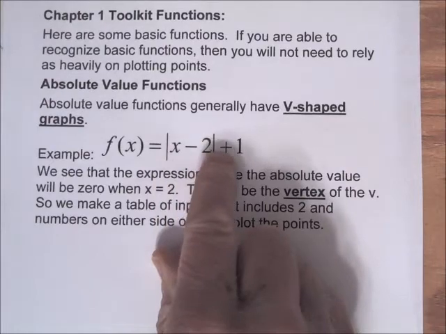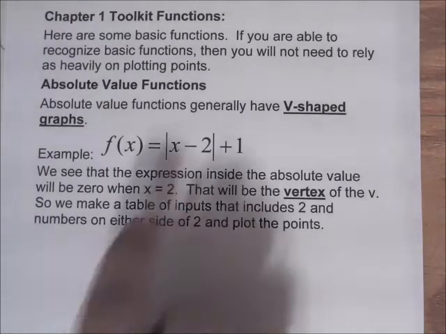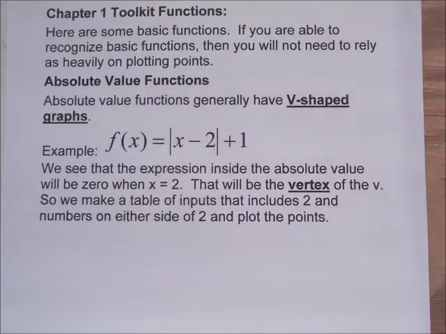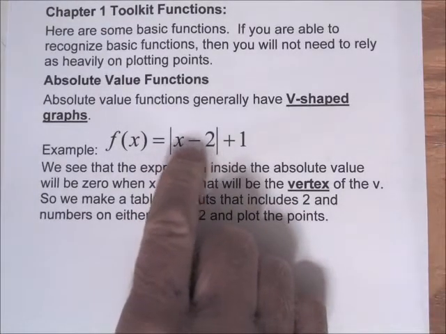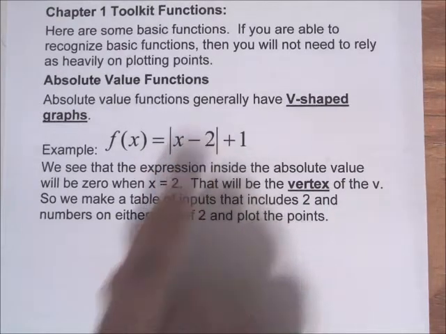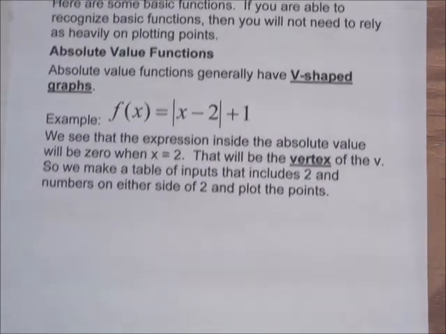Typically the absolute value functions will have a V-shaped graph. It might be a little bit more complicated than that if you have a more complicated expression involving the absolute value, but typically they have a V-shaped graph. The vertex of the V is going to be whatever makes the expression inside the absolute value equal to 0. So this graph here will have a vertex when x is equal to 2.